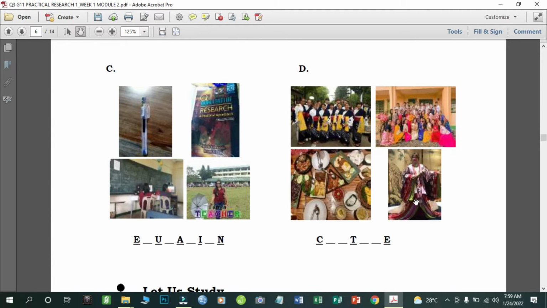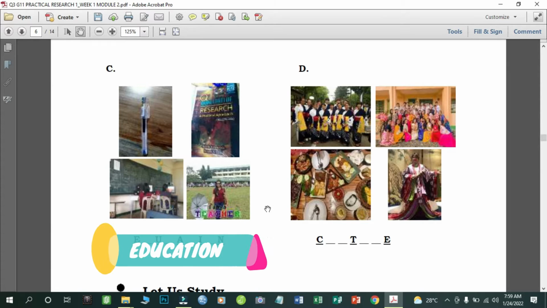For letter C, what do you think this picture is all about? We have a ball pen, a book, a blackboard, and I think this is a teacher. Okay, correct. It's about education. You got it right.